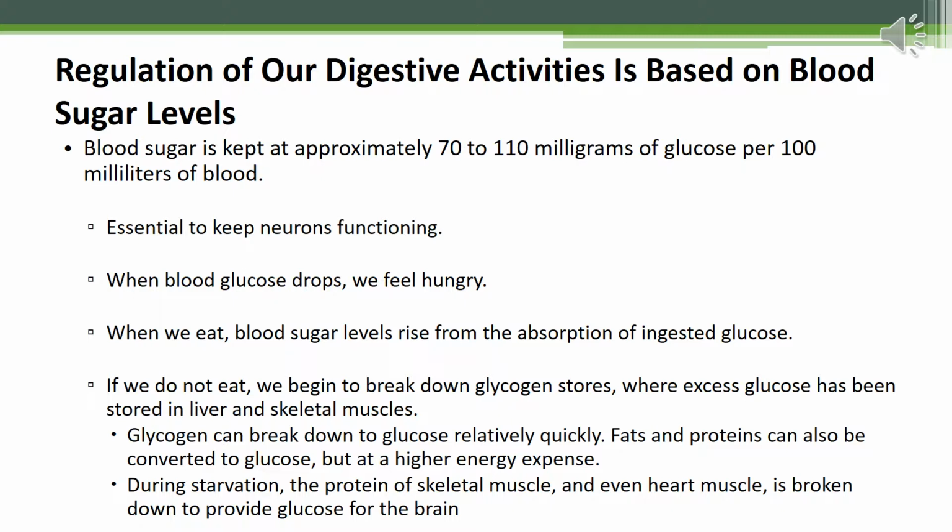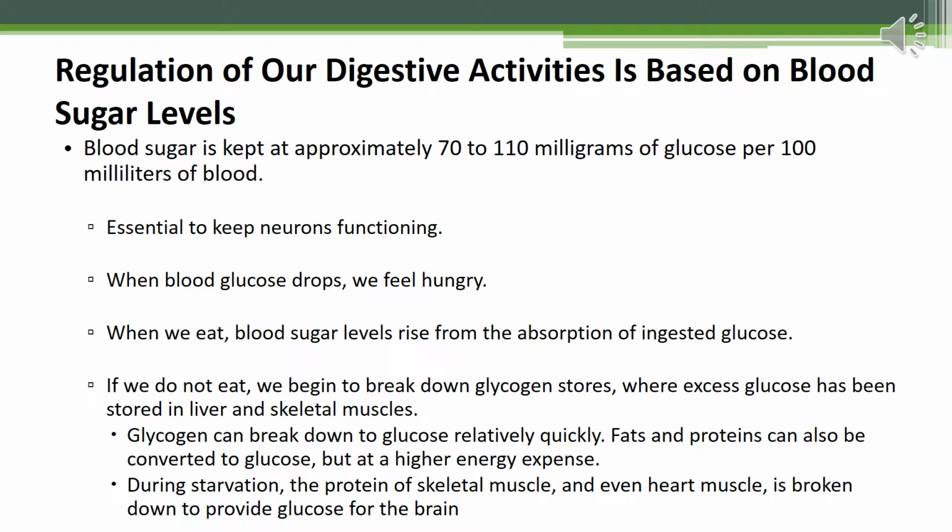Now we're at the final portion of chapter 15, and this is entitled Regulation of Our Digestive Activities is Based on Blood Sugar Levels. Now the sugar in blood is typically glucose, and it's kept at approximately 70 to 110 milligrams of glucose per 100 milliliters of blood. And we need to maintain this blood sugar glucose level because it's essential to keep the neurons functioning, and that makes it essential for maintaining and carrying out all other body processes. So when these glucose blood levels drop, this is when we feel hungry. And if you're like me, this might also make you feel cranky.